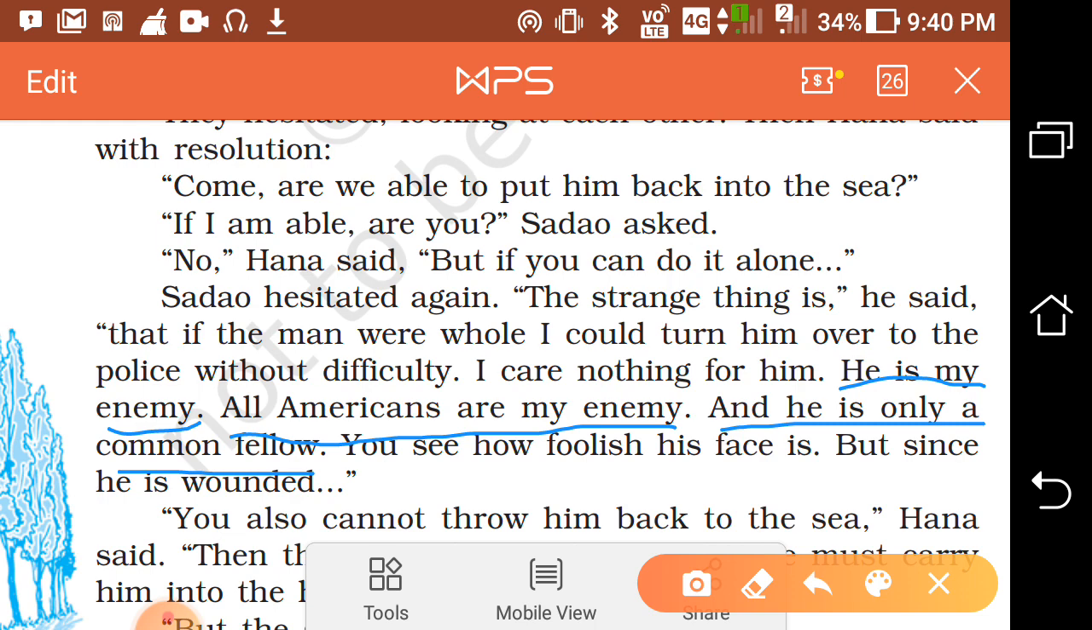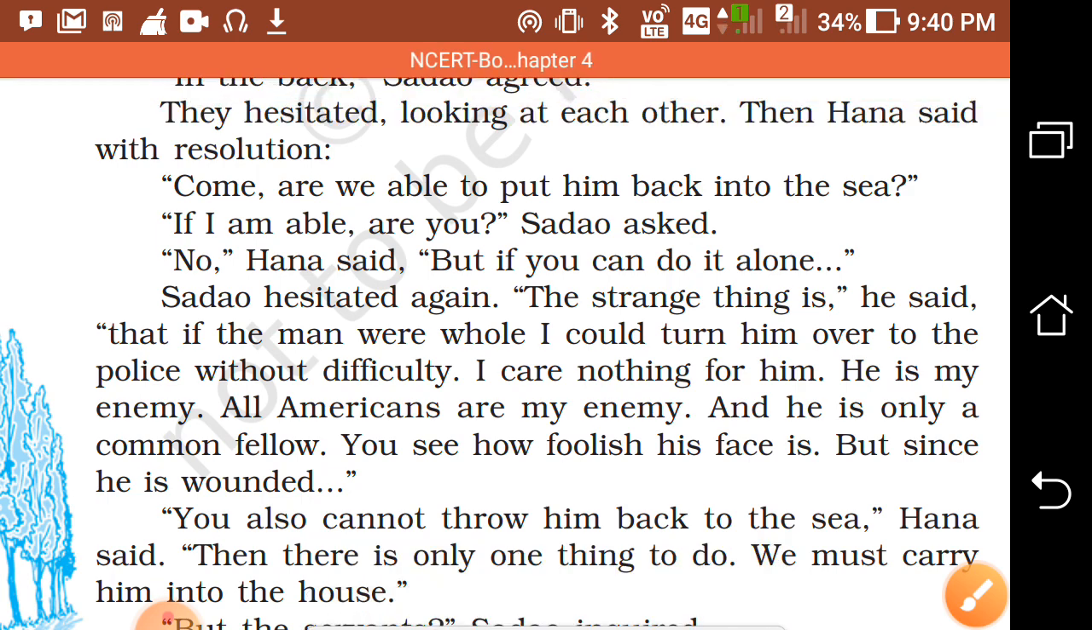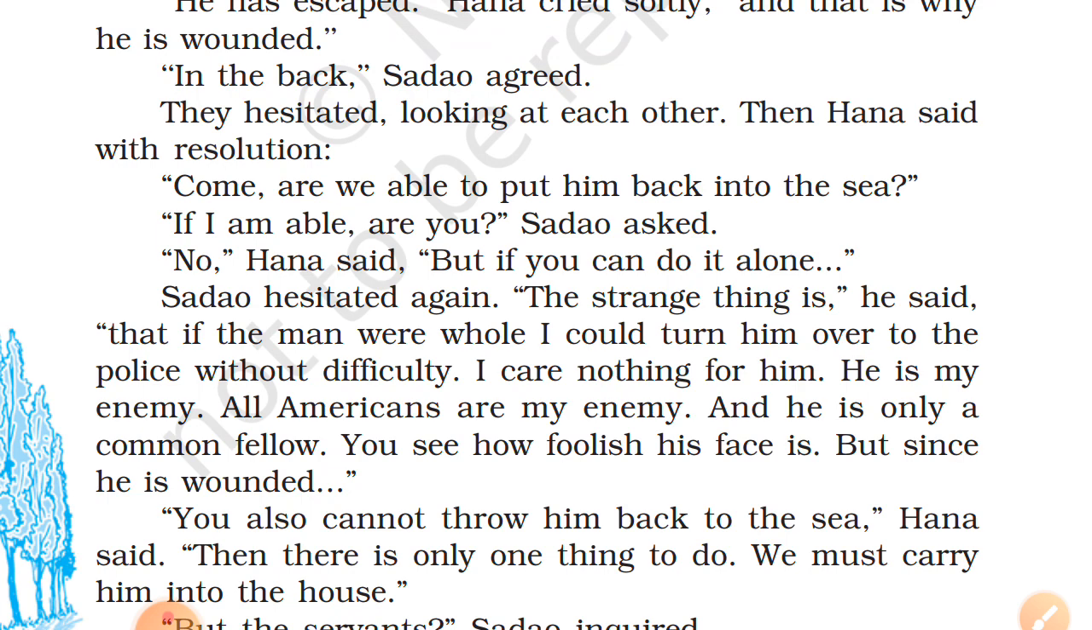Later on, one question will come for all of you, whether the doctor was a real patriot. That question may come, so you have to underline this line. He is my enemy, all Americans are my enemy, and he is only a common fellow. All Americans are my enemy and he is only a common man.